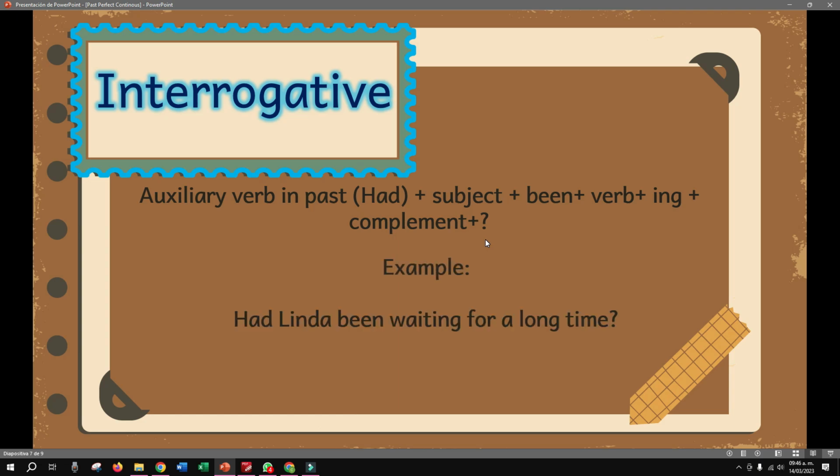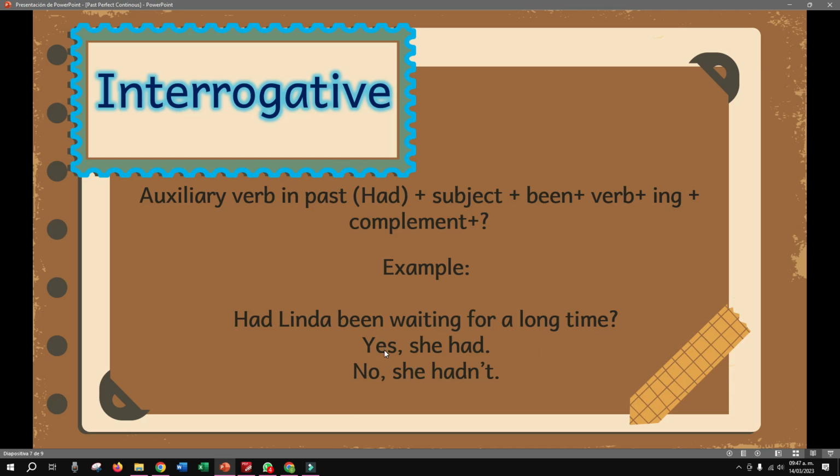Okay, so example. Had Linda been waiting for a long time? Remember that this is a yes/no question, right? So you must answer this in a short way. We can say yes, she had, or no, she hadn't. So in this case, look at the question, right? First, you have what? The first auxiliary, then the subject, the second auxiliary, the main verb with ing, and the complement and question mark. So, had Linda been waiting for a long time?